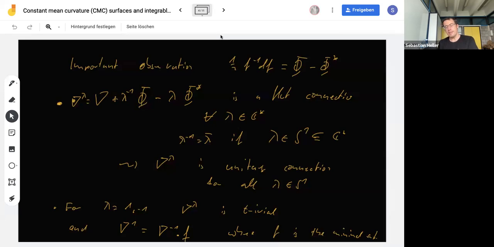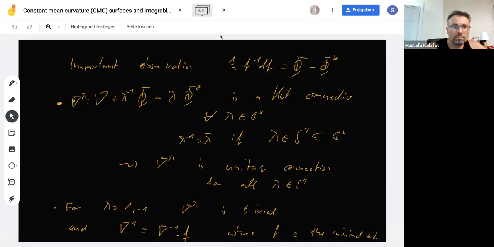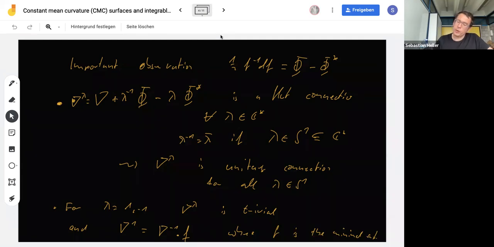And additionally, if the 1,0 part, so if the determinant of the 1,0 part is 0, then the map F is conformal and hence a minimal surface, maybe with some branch points.